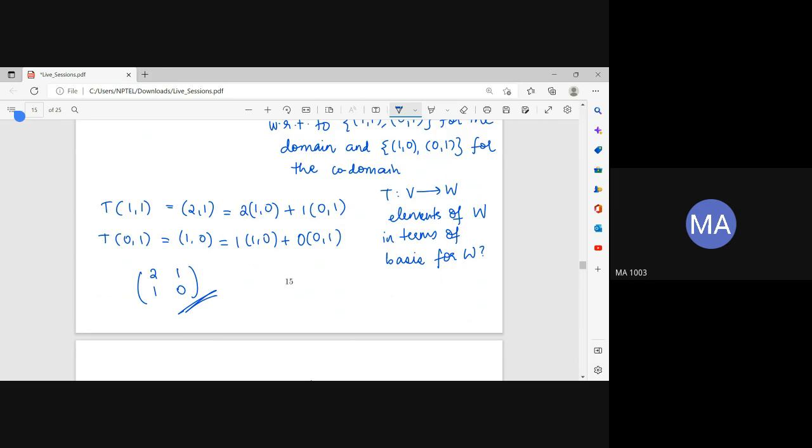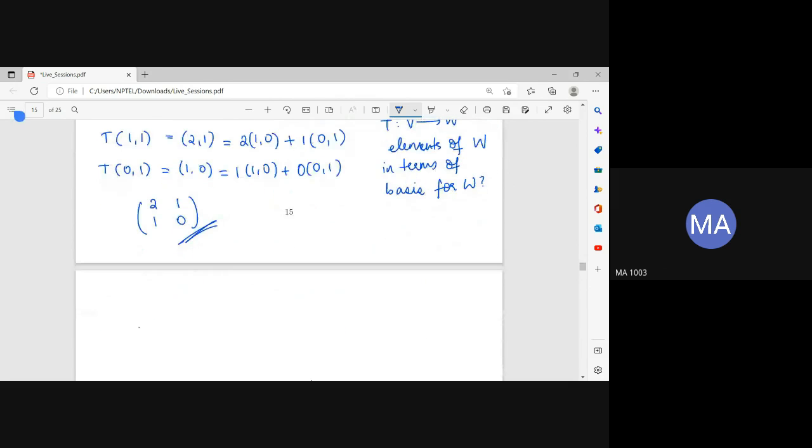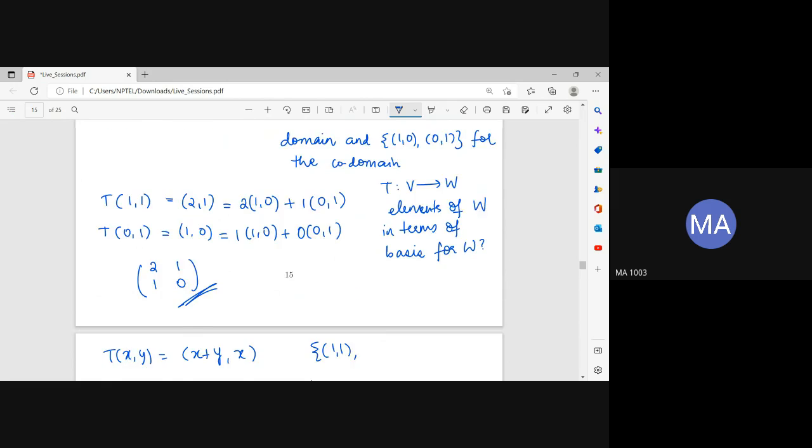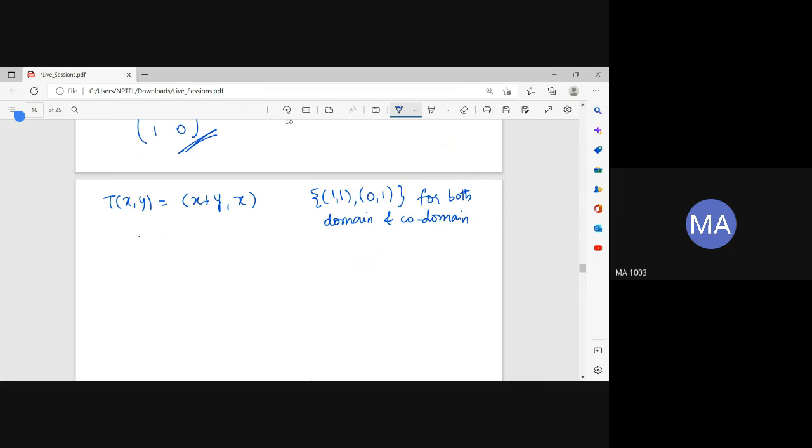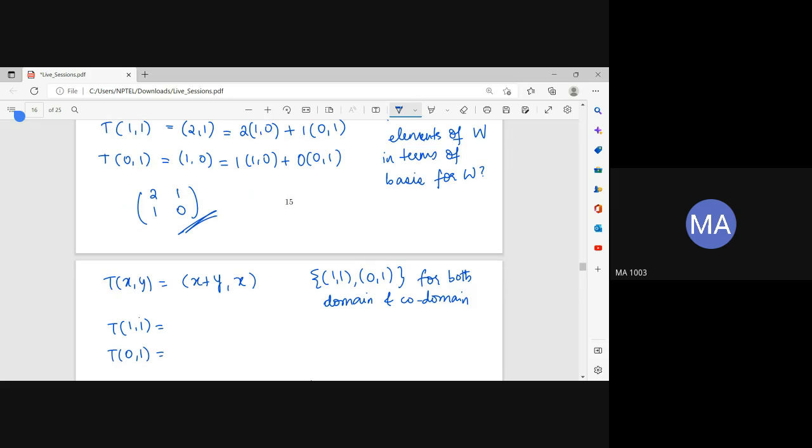Yes, ma'am. Now suppose I change the basis. Same linear transformation, T of x comma y is x plus y comma x, with respect to 1 comma 1 and 0 comma 1 for both domain and codomain. Then what will I do? What is the first step? You have to find the values of the transform. T of 1 comma 1 will be 2 comma 1, and T of 0 comma 1 is 1 comma 0, same as earlier.